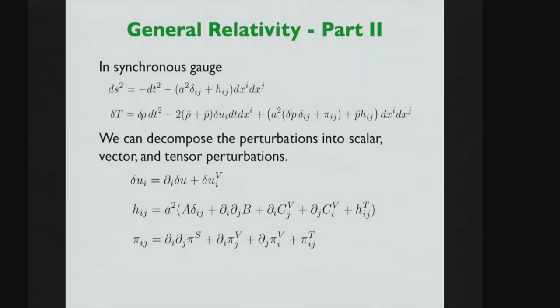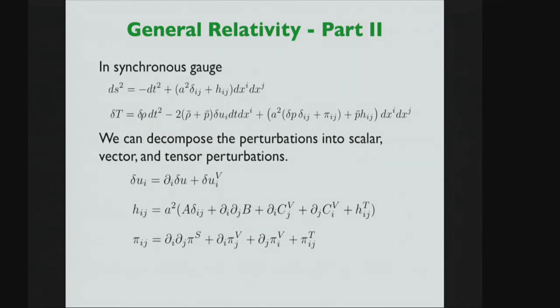And so, as Enrico already discussed, you can decompose the perturbations into scalar, vector, and tensor perturbations. So, for example, the perturbation to the velocity, you can write as a derivative of a velocity potential plus something that's transverse, so d_i of delta u_i is zero. And similarly, you can decompose the spatial part of the metric in terms of a perturbation to the trace, and then d_i d_j times B something, again with a vector that's transverse, and then the transverse traceless gravitons. So this is the way you can decompose them. And at linear order, because of rotational invariance, they don't mix.